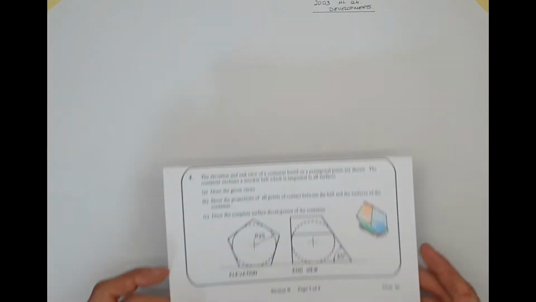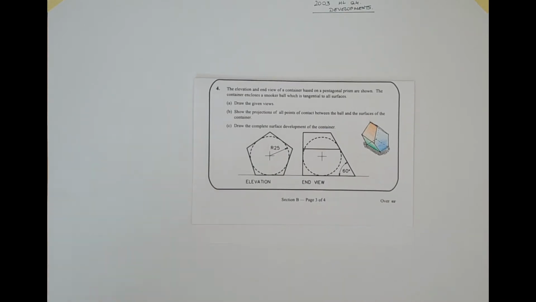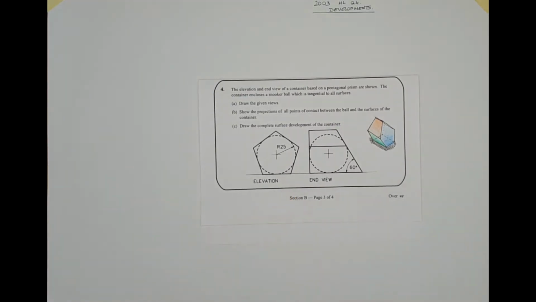Hello everyone, welcome to our video on 2003 Junior Cert Higher Level Question 4 on developments. In this question, you can see that the object presented, the elevation and end view of a container based on a pentagonal prism are shown. The container encloses a snooker ball which is tangential to all surfaces. I'll just zoom in a little bit so we can have a closer look at this drawing.